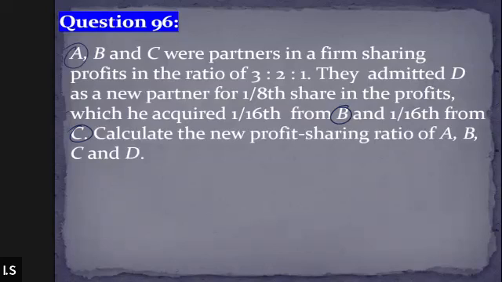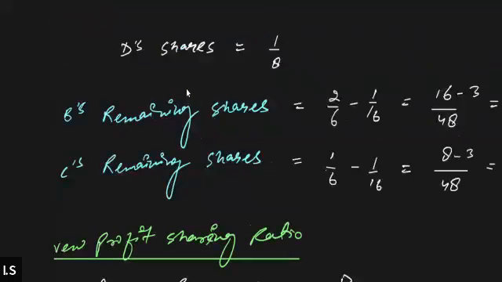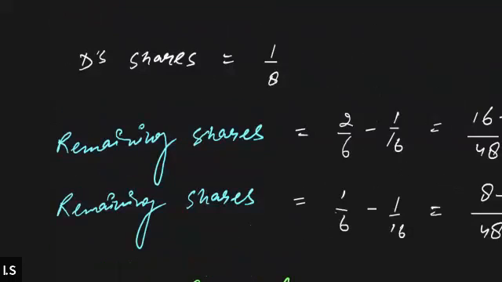All right. So let me just explain the entire thing to Zainab. See, Zainab, in order to solve it, first of all, it is already given in the question that D will be joining in the business for 1/8 share, right? So D's profit sharing ratio is already given, 1/8. Is that right? Yes, sir.